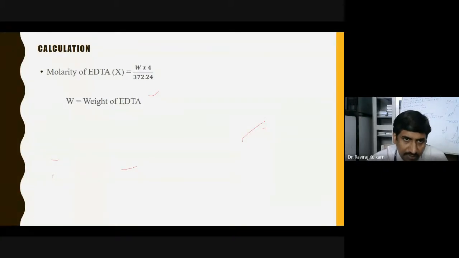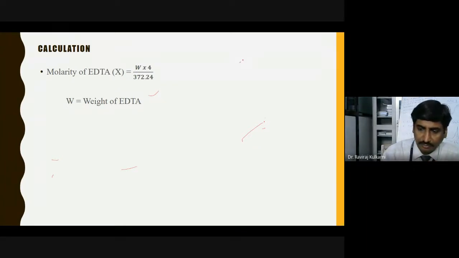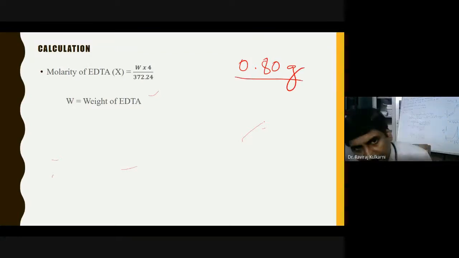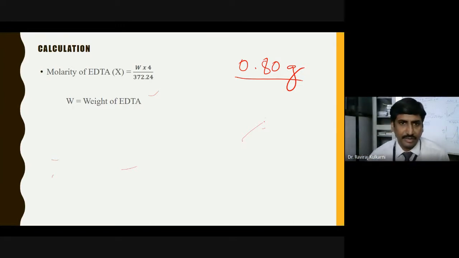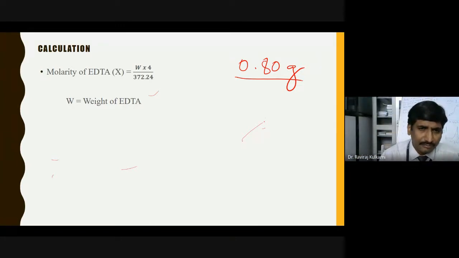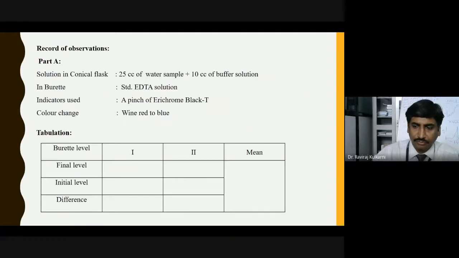Initially you have to calculate the molarity of EDTA. I'll give the weight; you can note it down. Weight of EDTA is 0.80 gram into 4. Why have I taken 4? Because I am preparing 250 ml of solution. How much am I preparing? 250 ml.